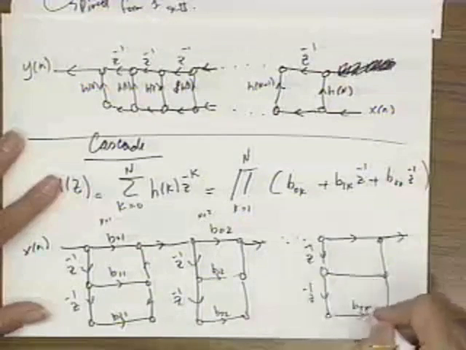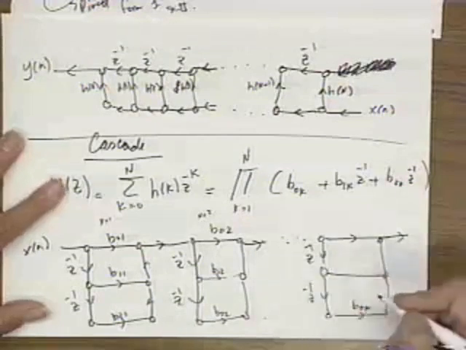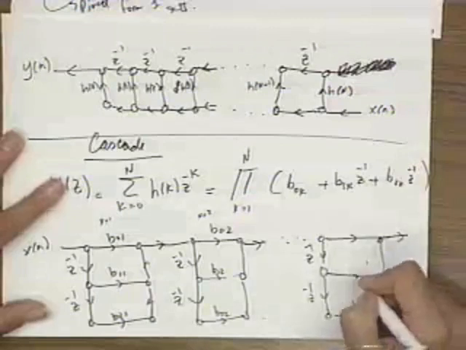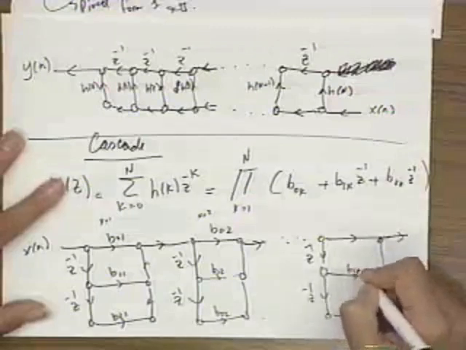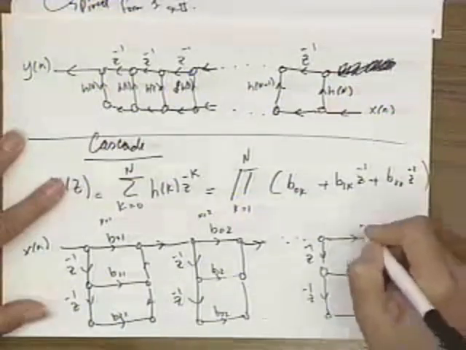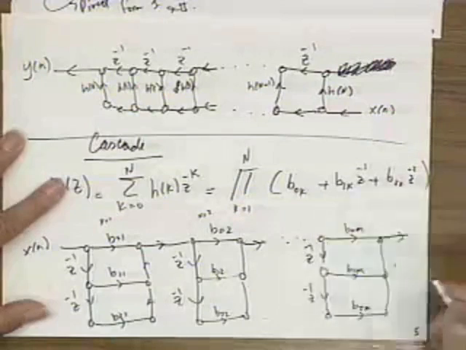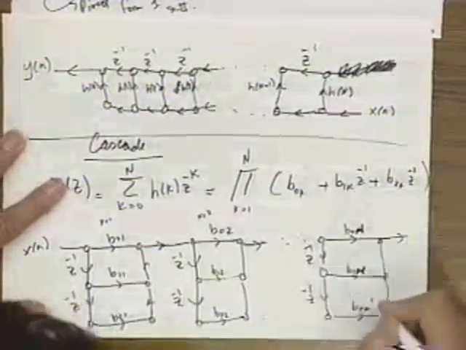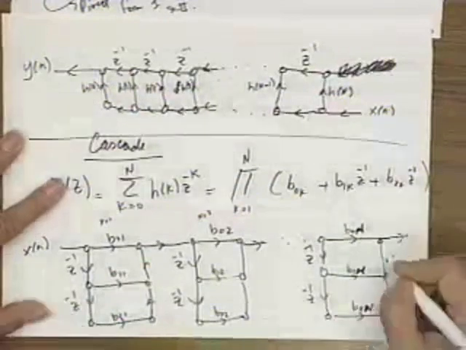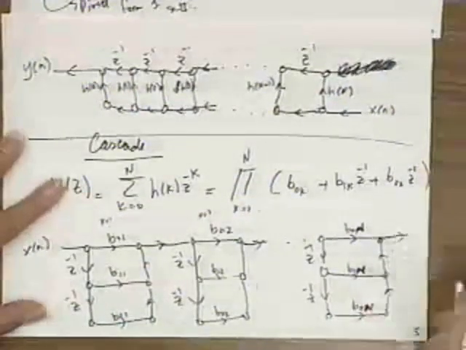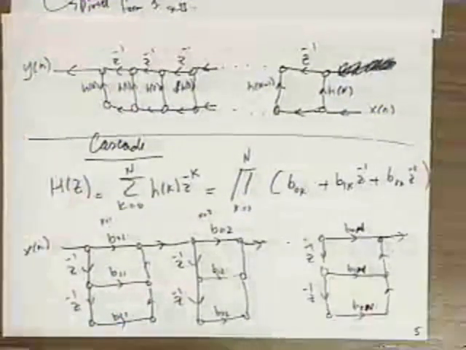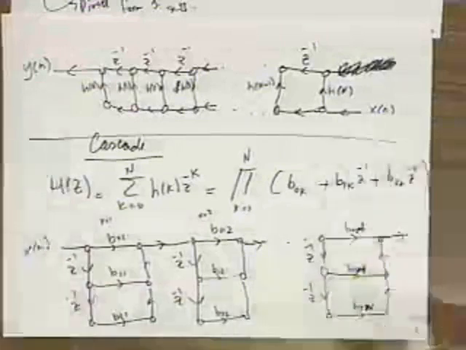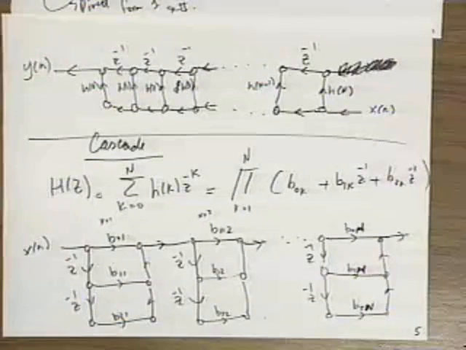Okay, so two more delay elements here, and B2N and B1N and B0N. Not M, sorry, N. Okay, and out comes the answer. So that'll be the cascade implementation of FIR filters.